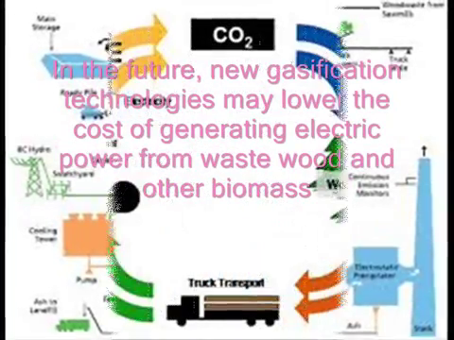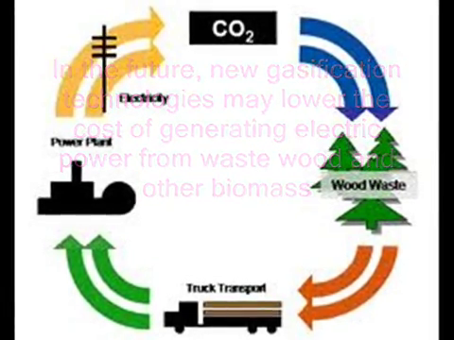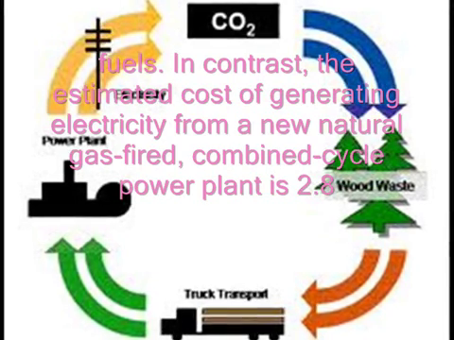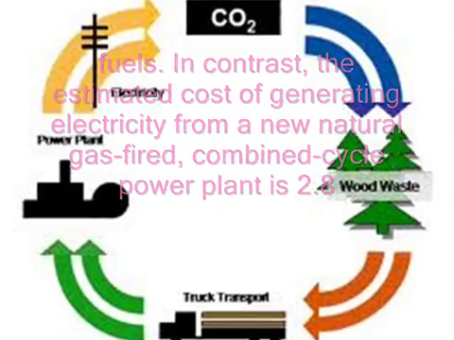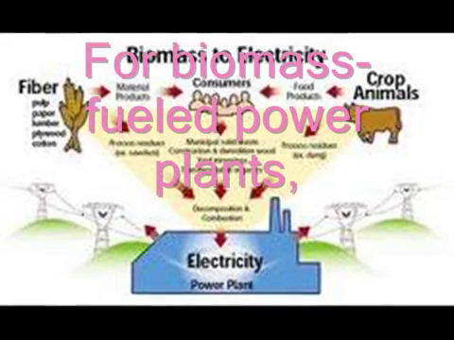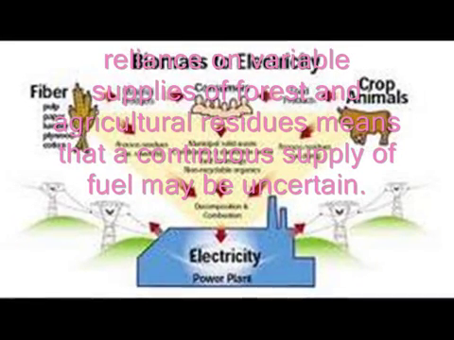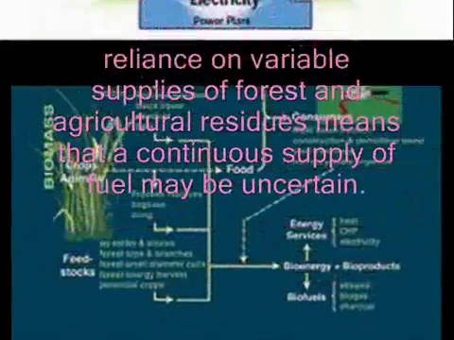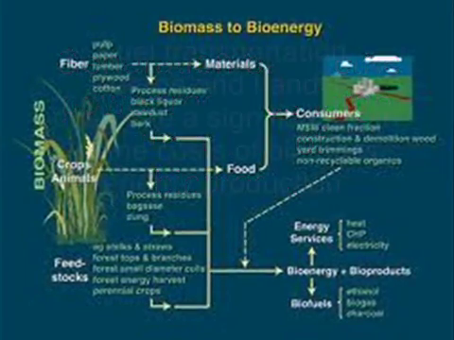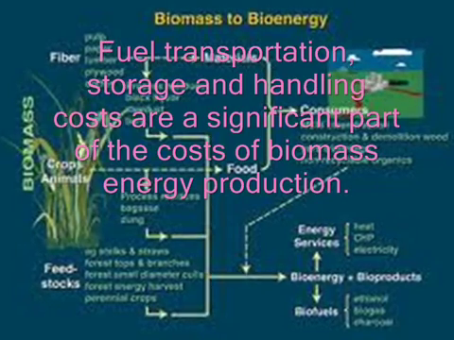In the future, new gasification technologies may lower the cost of generating electric power from waste wood and other biomass fuels. In contrast, the estimated cost of generating electricity from a new natural gas-fired combined cycle power plant is 2.8 cents per kilowatt hour. For biomass-fueled power plants, reliance on variable supplies of forest and agricultural residues means that a continuous supply of fuel may be uncertain. Generation of electric power requires large quantities of biomass. Fuel transportation, storage, and handling costs are a significant part of the cost of biomass energy production.